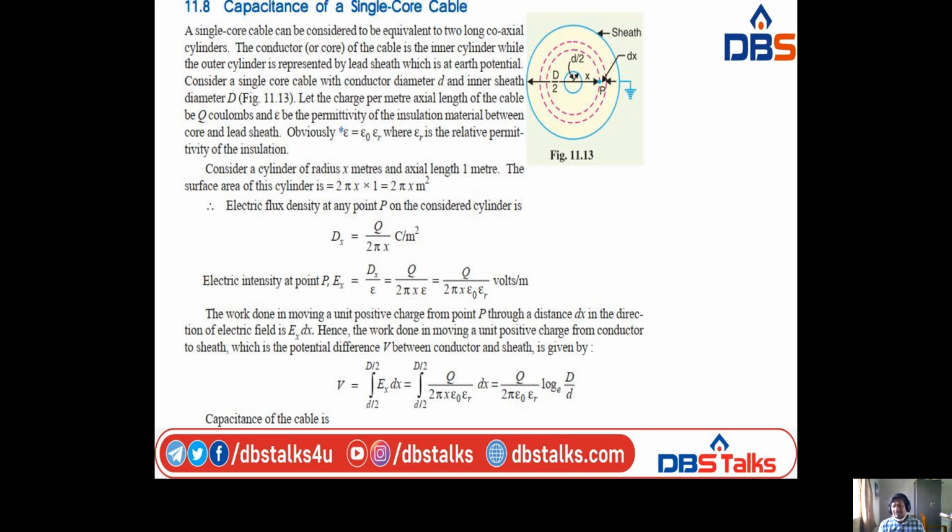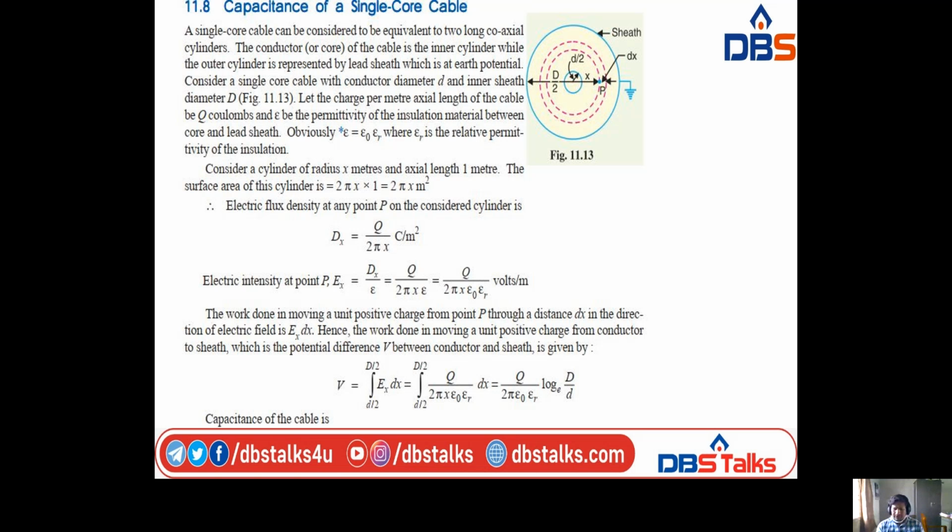Having found the potential difference between the conductor and sheath, we can now easily find the capacitance. What is the definition of capacitance? It is the ratio of Q by V. The charge on a conductor is directly proportional to the potential difference across it. Therefore, Q is proportional to V, Q is equal to CV, and therefore C is equal to Q by V.